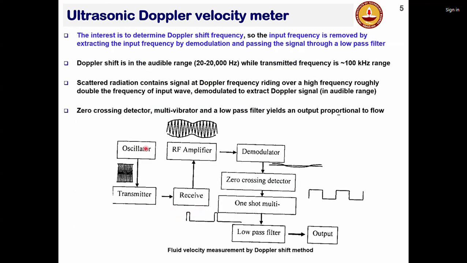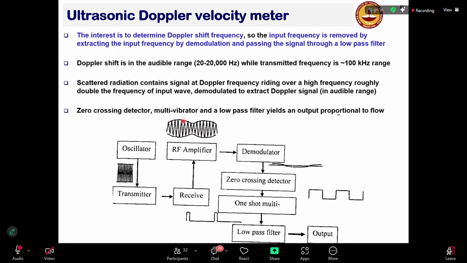So this is the resonator, which basically feeds the signal to the transmitter. And after scattering, the receiver actually receives the signal. And this signal is typically weak, so it is amplified. And then this amplified signal is basically demodulated. That means you separate out the high frequency and low frequency signals.